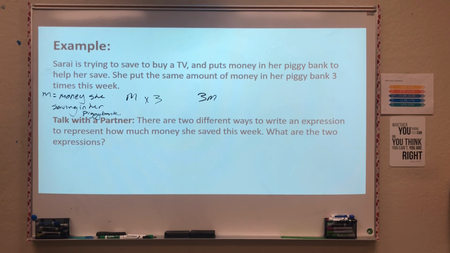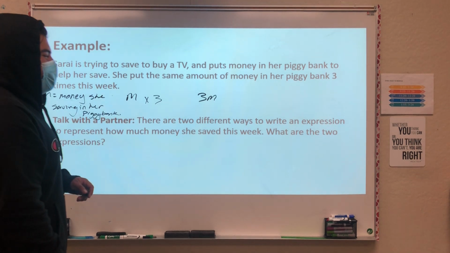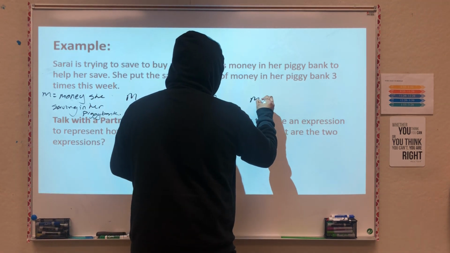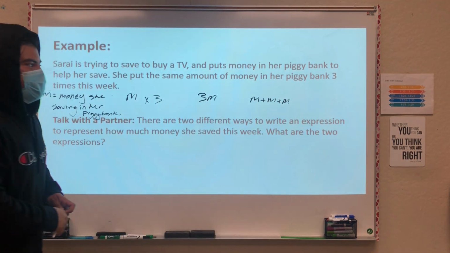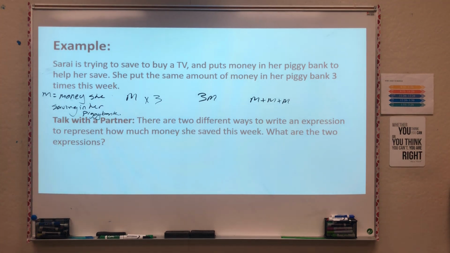M plus M plus M. There we go. Why is it M plus M plus M? Because it's the same amount no matter what. If we're using those words you said, M is the money she's saving in her piggy bank. Here's the money she's saving, plus she did it a second time, so here's the same amount of money she saved, plus the third time.